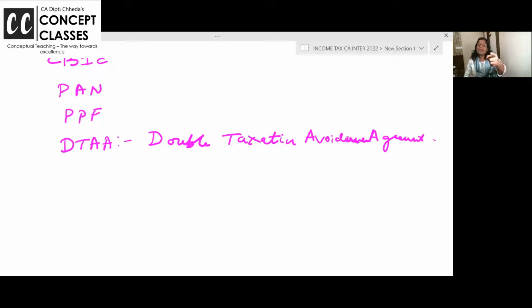CMA and CA final tak jana padega beta aapko, aur aap jaoge. See how beautiful you all are learning. Then definitely you will go to final, you will clear final and you'll get your degrees, no doubt about it.